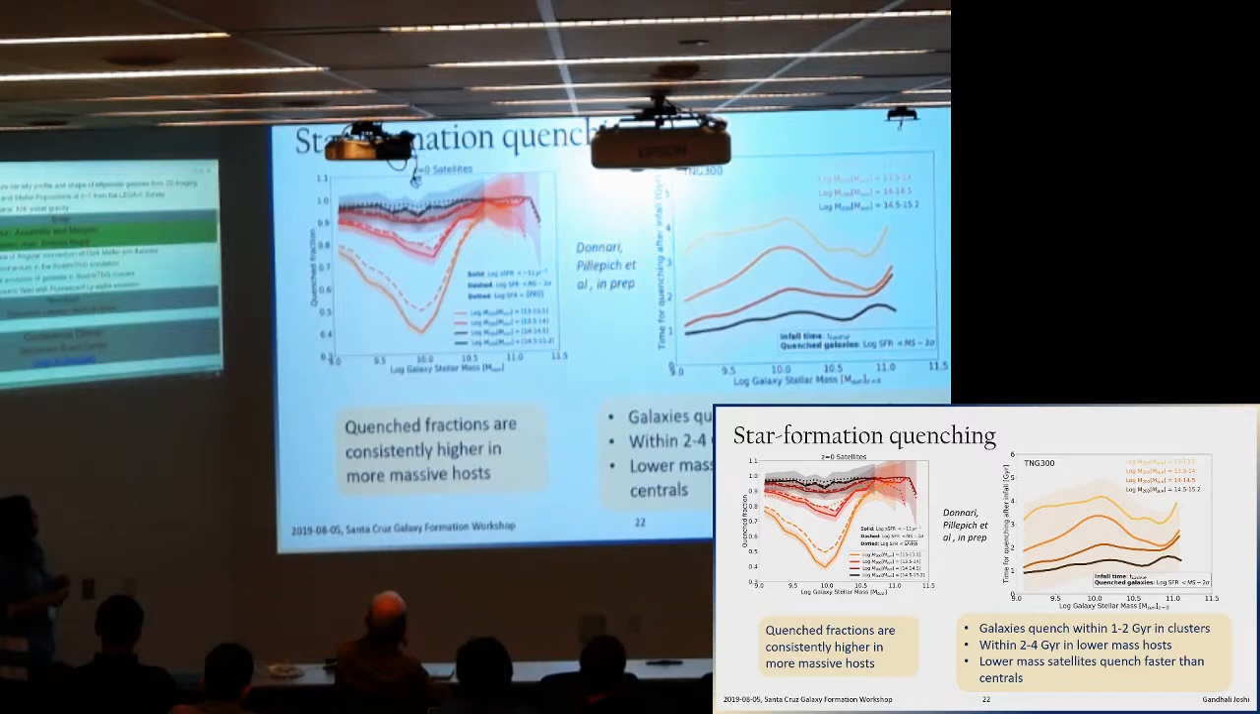And similarly, she calculates quenching timescales for these galaxies, and so you can see that at the most massive clusters, the quenching timescales are sort of 1 to 2 gigayears. At the lower mass end, sort of 3 to 4 gigayears. And I didn't put the plot in here, but lower mass satellites tend to quench faster than centrals, which I didn't show you. So hopefully this work will be out soon as well.